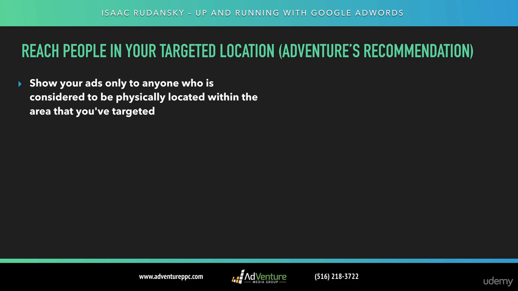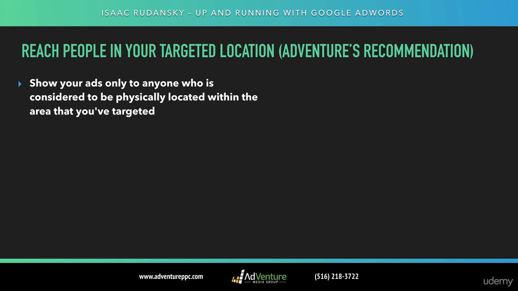And we say considered because there are different ways Google determines whether or not you're in that location. They use GPS, they use IP addresses, so it could be wrong sometimes. It's not perfect. The more narrow you target, the more inaccurate it will be. Typically, if you target an entire state or an entire city, you should be 99% okay. It should be accurate. But this is the setting that probably will make the most sense for you.